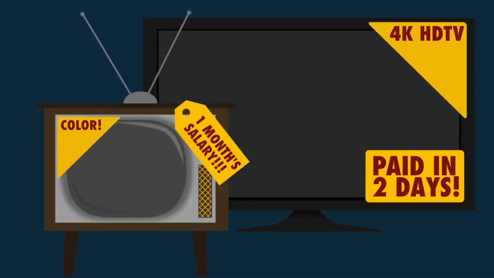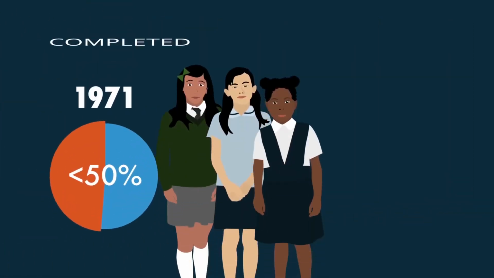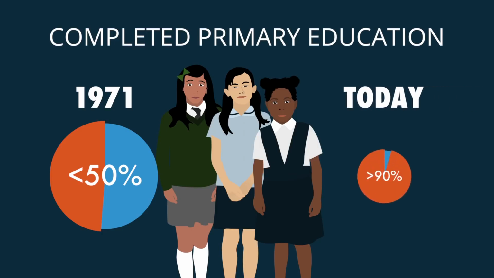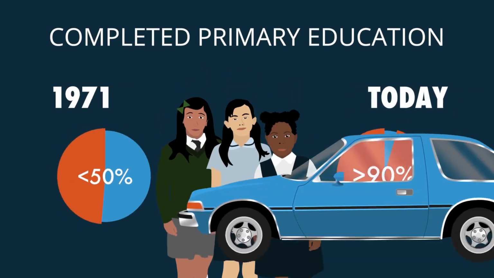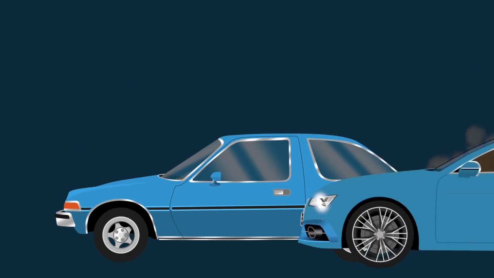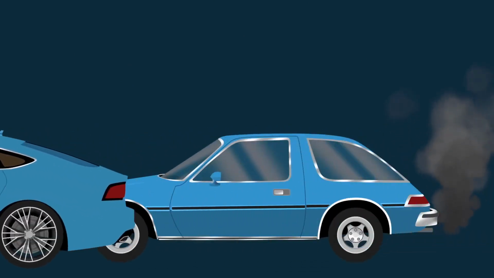In 1971, fewer than half of girls worldwide completed at least primary education. Now it's more than 90%. In 1971, a stationary car emitted more pollution than a car moving at full speed today. Go a little further back.